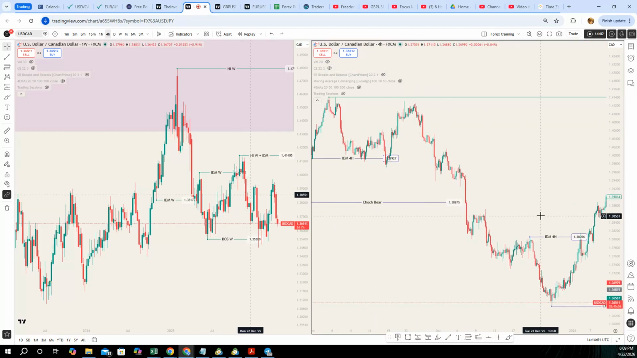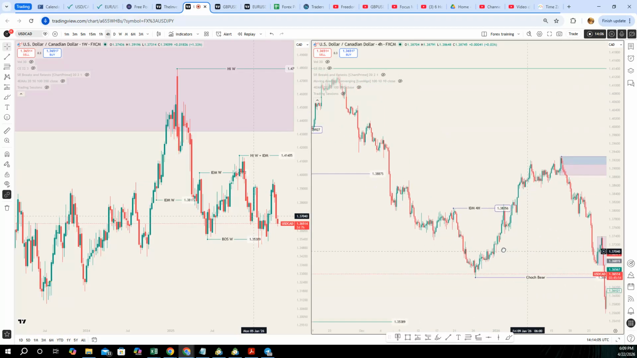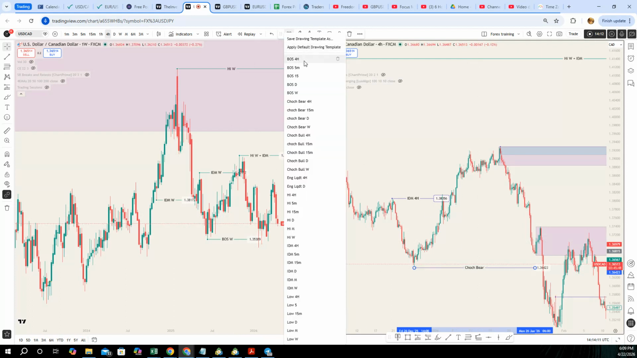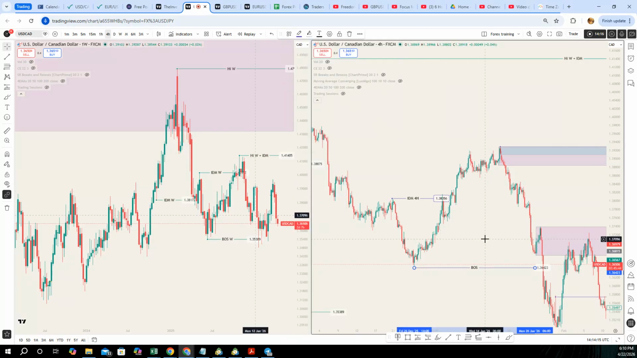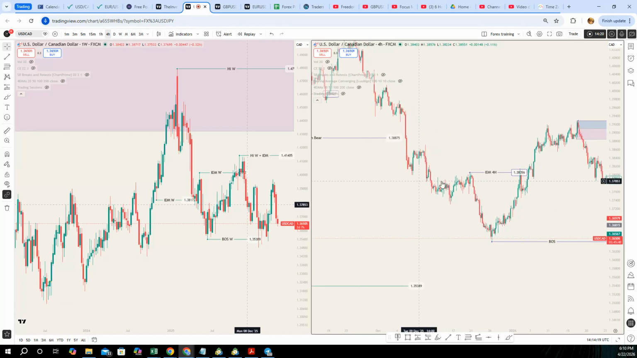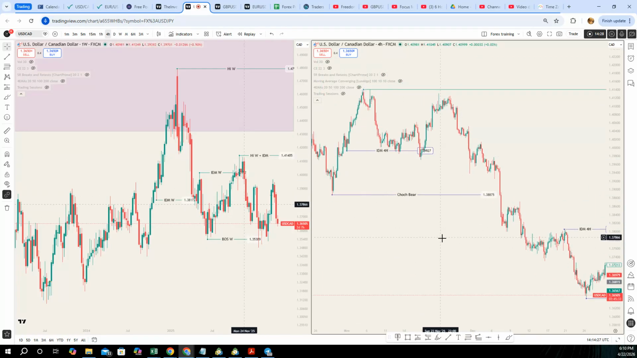We need to find another low. This is the new low. This is not a change of character. This is a break of structure, because this is the change of character here. Okay, so this is the new low here. This is the inducement for it after the break of structure, and this stays the high.